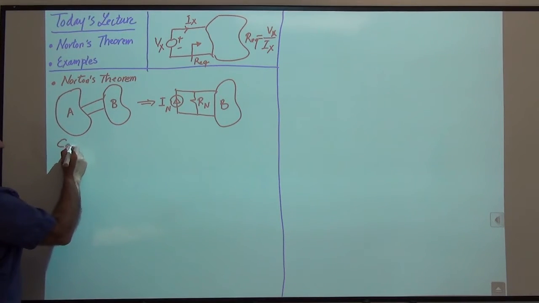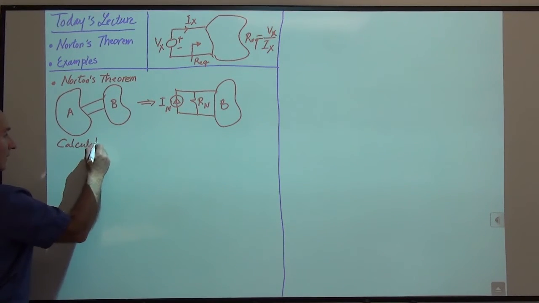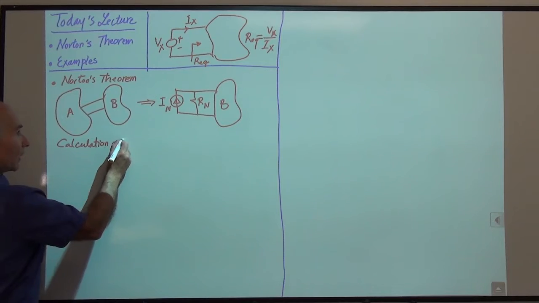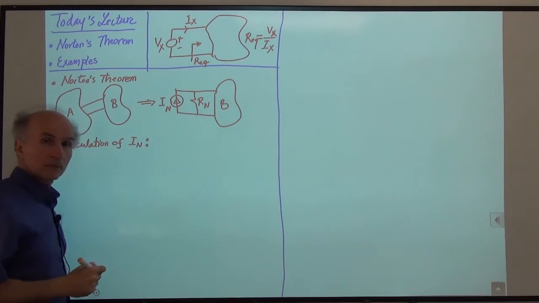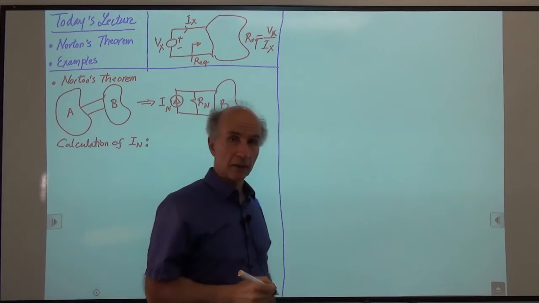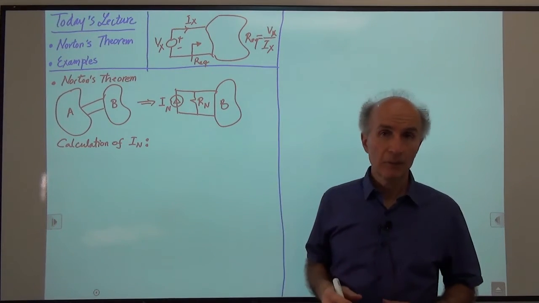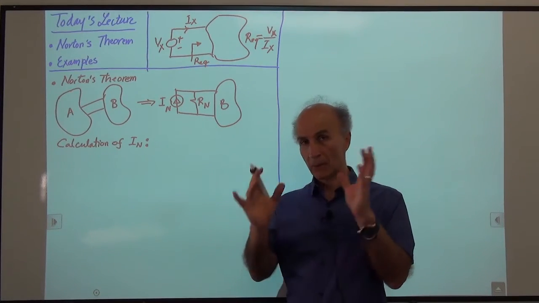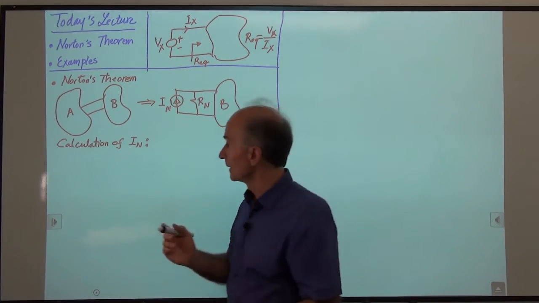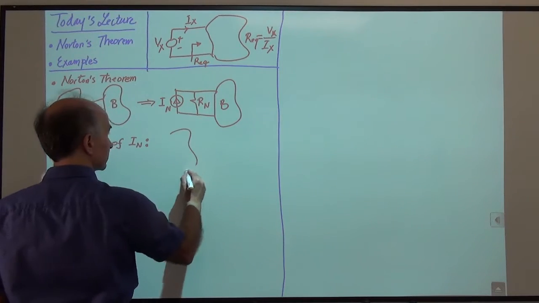Okay, so calculation of I sub n. All right, so Norton says do the following. Take section B out of the picture. So disconnect it, throw it away, and we now have only section A. So here's section A.